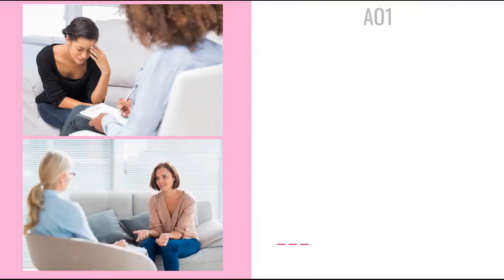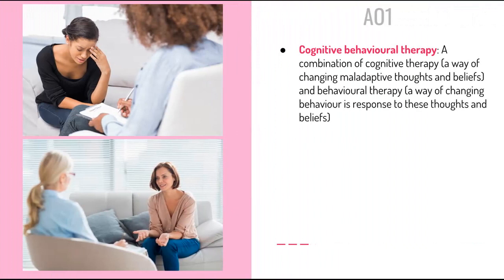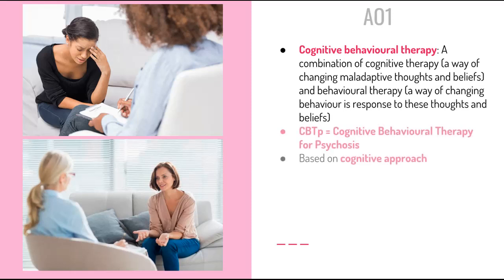Psychological therapies for schizophrenia. Cognitive behavioral therapy for psychosis, shortened to CBTP, is a combination of cognitive therapy, a way of changing maladaptive thoughts and beliefs, and behavioral therapy, a way of changing behavior in response to these thoughts and beliefs. It was originally developed to provide treatment for residual symptoms that persist despite the use of antipsychotic medication. It is based on the cognitive explanation for schizophrenia.